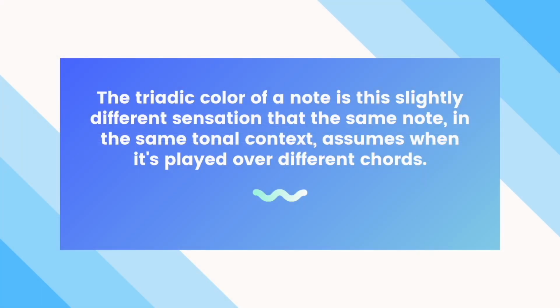We know that the key color of a note is the specific sensation that it assumes in the context of the key. In music, the key color of a note varies slightly depending on the chord that's played under it. The triadic color of a note is this slightly different sensation that the same note in the same tonal context assumes when it's played over different chords.